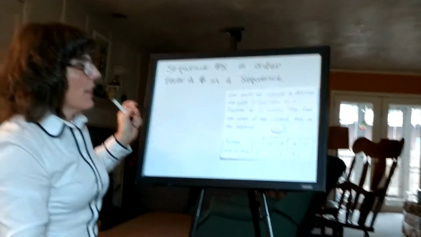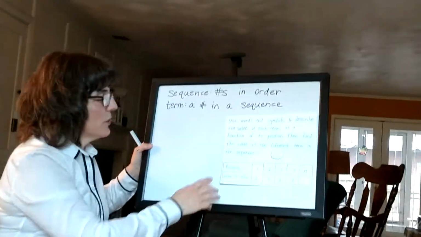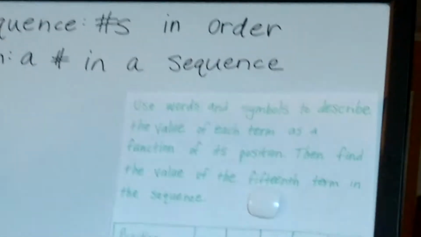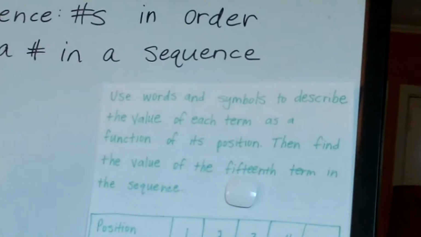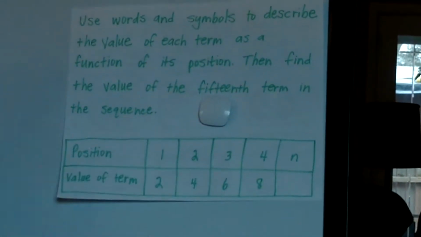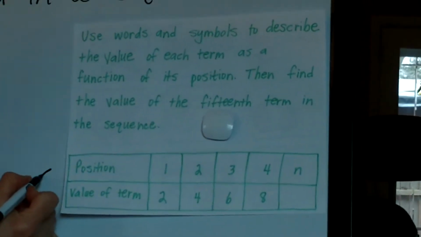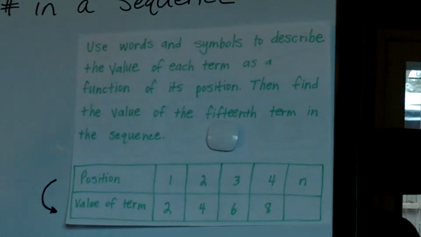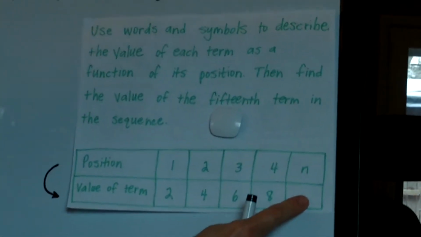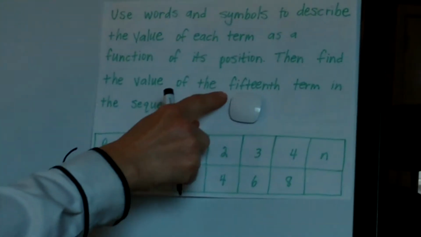Okay, that is a lot of words. John, can you zoom in a little bit so that way the students can read that? But we're going to break it down into pieces. So we're going to describe how we get from the top row, the position, to the bottom row, the value of the term. We're going to figure out what goes in that box, and then we're going to figure out the 15th term in the sequence.